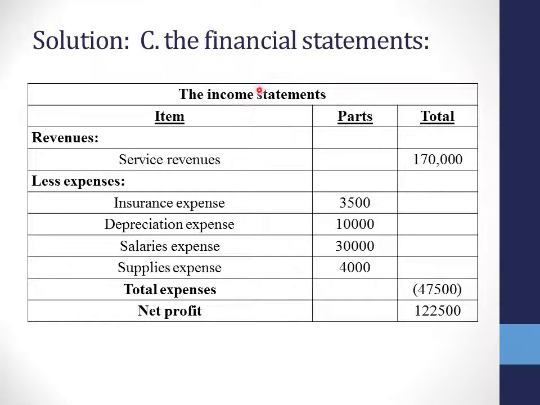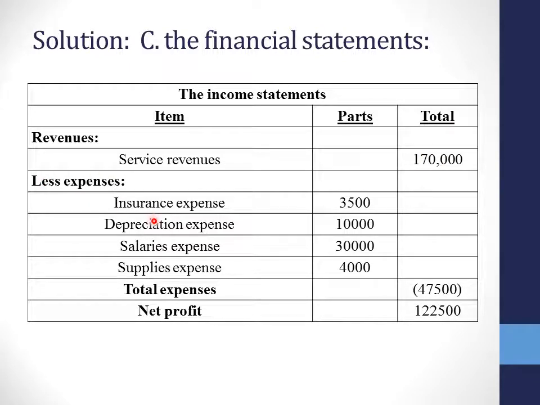We always start by the income statement, and within the income statement you begin with the revenues. How much revenues do we have? You're gonna go back to the adjusted trial balance that we have just made and bring the service revenue amount and place it in the total here.